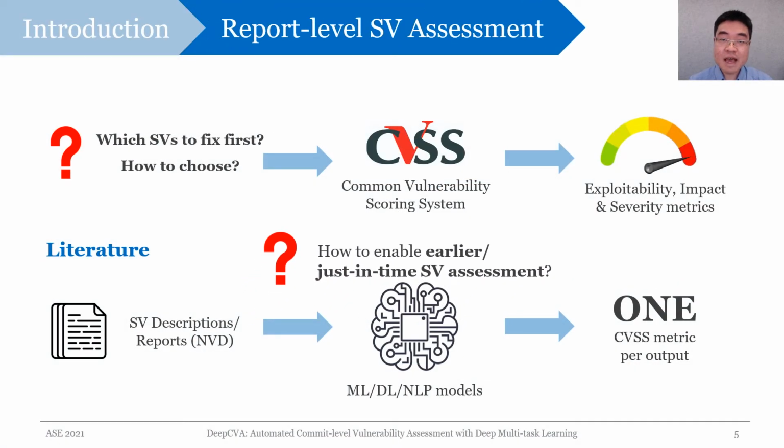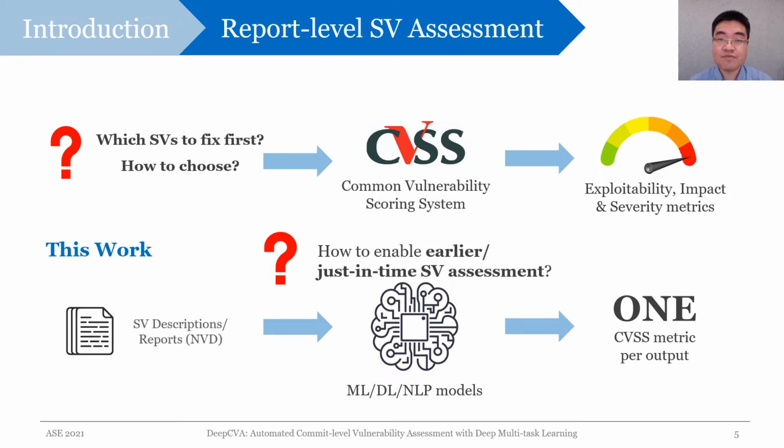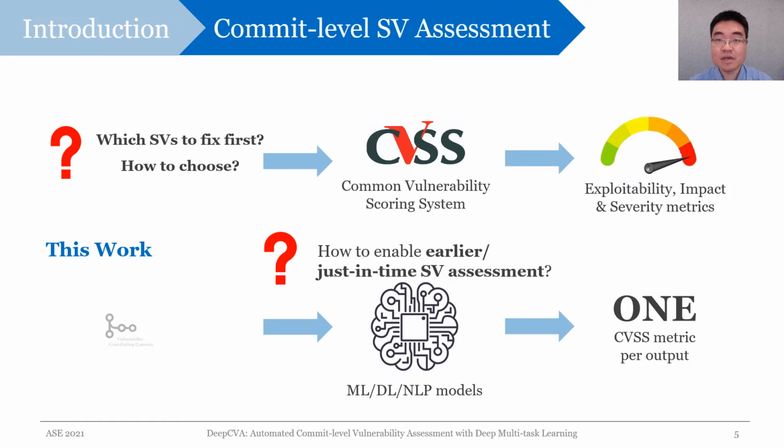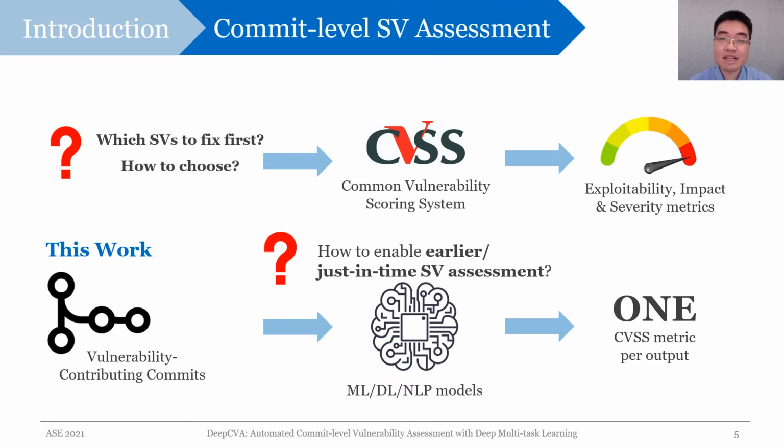To address this gap in the literature, our work first proposes to shift vulnerability assessment from report level to commit level, where vulnerabilities are first added to a software project, which in turn supports earlier prioritization of vulnerabilities. Moreover, we observe that CVSS metrics can be related. For example, an extremely severe vulnerability likely has high exploitability and impact values and vice versa.